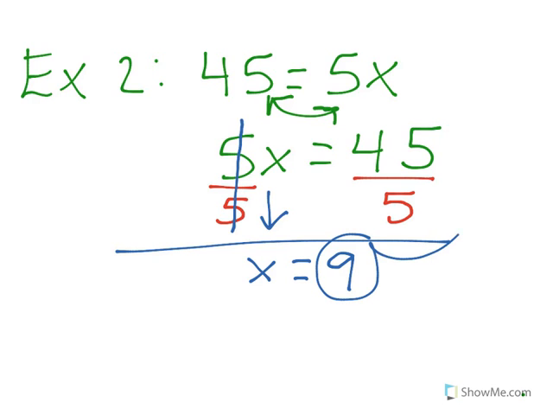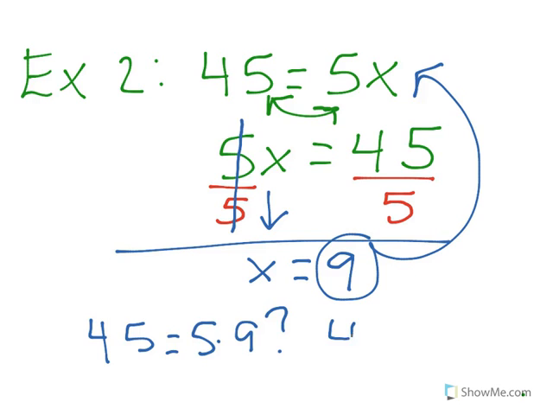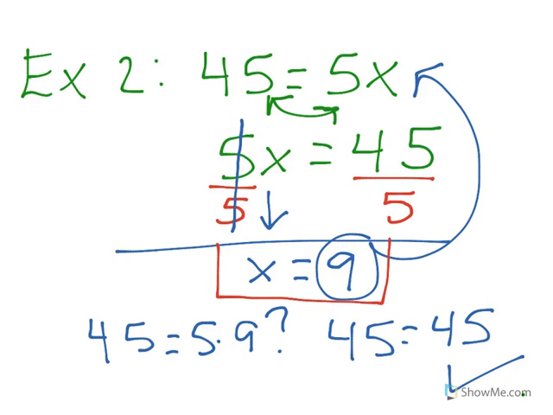Now I need to go back and I need to check my work by plugging 9 into my variable. I'm going to say, does 45 equal 5 times 9? And 45 does equal 45. So my answer checks out. So my answer is x equals 9.